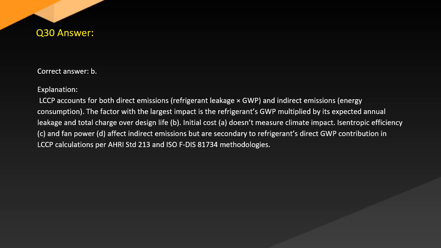Answer. Correct answer B. Explanation. LCCP accounts for both direct emissions, refrigerant leakage, and indirect emissions, energy consumption. The factor with the largest impact is the refrigerant's GWP, to be multiplied by its expected annual leakage and total charge over design life, B. Initial cost, A, doesn't measure climate impact. Isentropic efficiency, C, and fan power, D, affect indirect emissions but are secondary to refrigerants due to their contribution in LCCP calculations per AHRI 2131 and ISO FDIS 8173-4 methodologies.